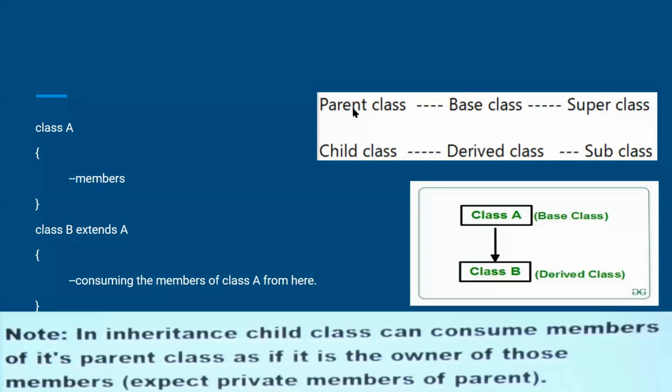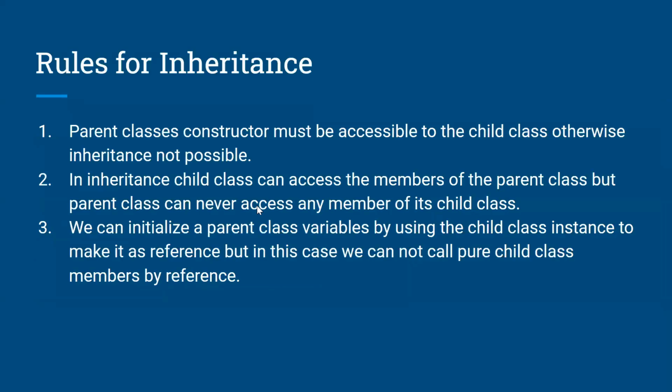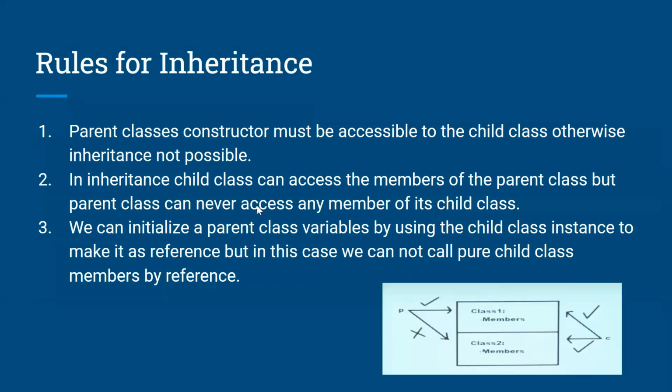Parent class, base class, and super class, these terms are all the same. Child class, derived class, and subclass, these are all the same here. Just focus on that: class A is the base class and class B is the derived class. We can say that as well. Okay, so with the help of inheritance we can achieve reusability.